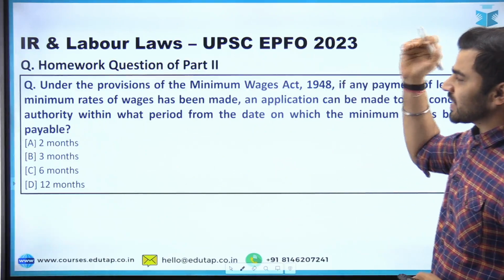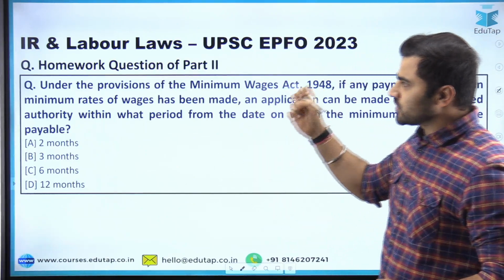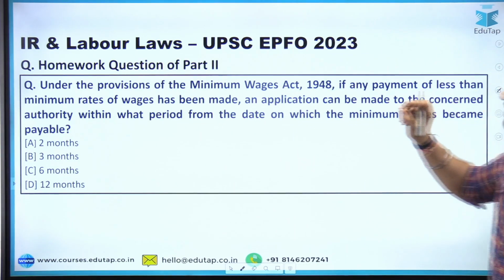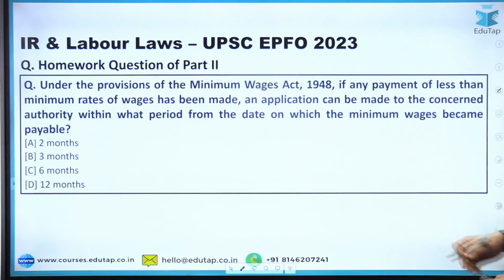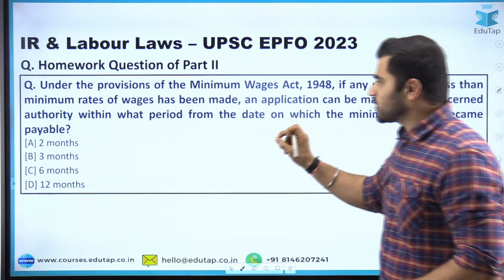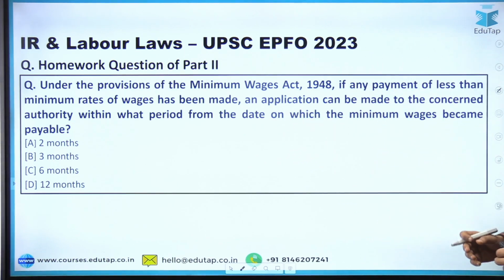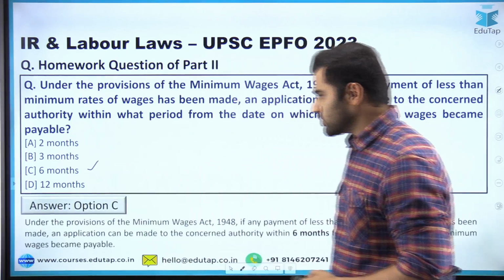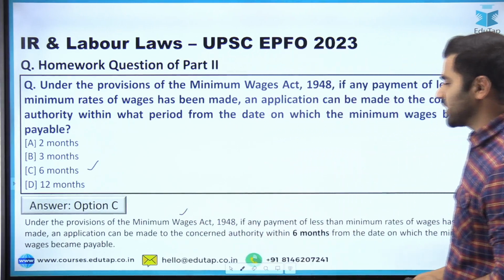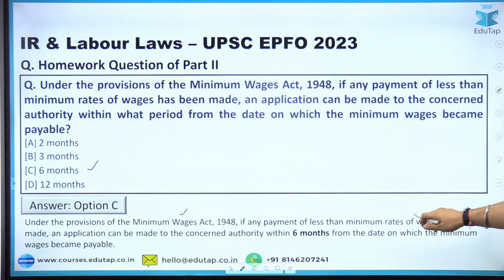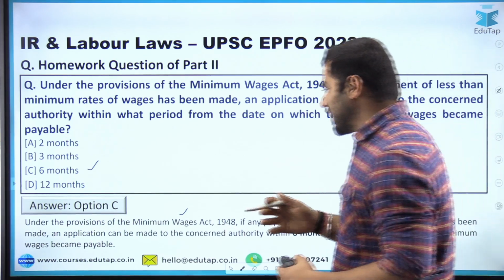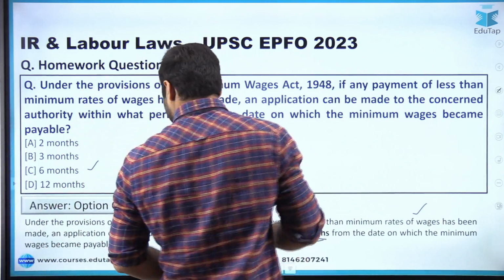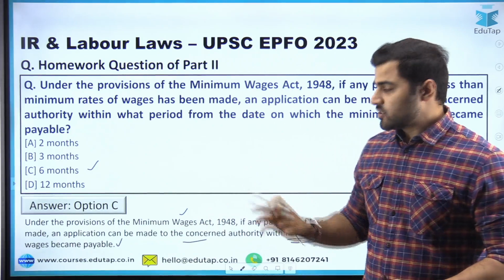So this was the homework question that I had given you in part second. The question was, under the provisions of the Minimum Wages Act 1948, if any payment of less than minimum rates of wages has been made, an application can be made to the concerned authority within what period from the date on which the minimum wages became payable? So what can be the right answer? The right answer is option number C itself, 6 months. If you read the provisions of Minimum Wages Act 1948, it is written that if any payment of less than minimum rate of wages has been made, then an application can be made to the concerned authority within 6 months from the date on which the minimum wages became payable. So this was the right answer, guys.